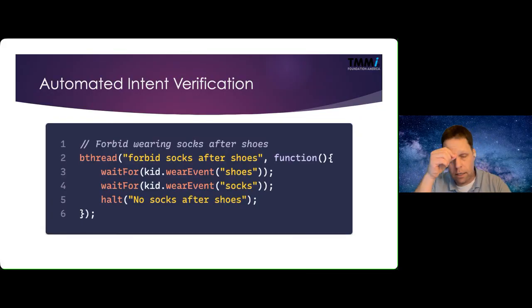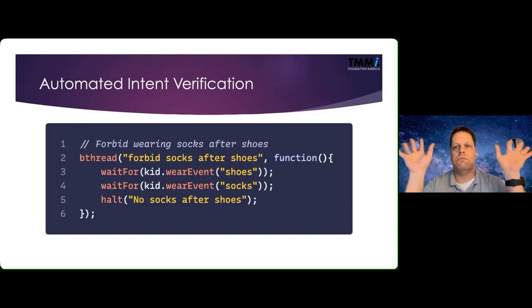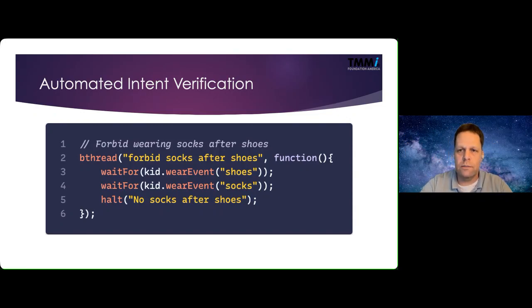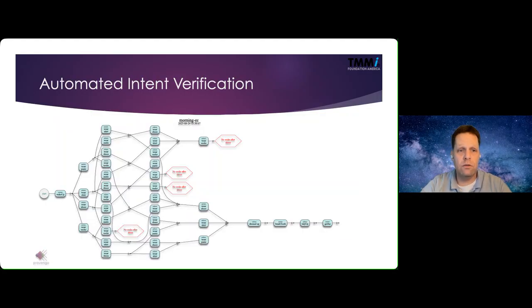Okay, so again, we can skip the technicalities, but the idea is that basically we just wait for shoes to be worn, then wait for socks, and then we say, no, this whole test scenario is making no sense. If we add this to the model, turns out that we actually allowed this kind of bad scenarios, and this was part of the testing suite that we just did.